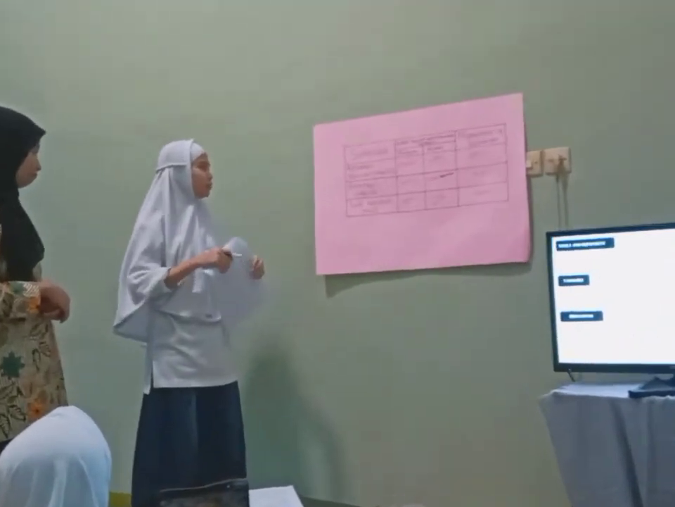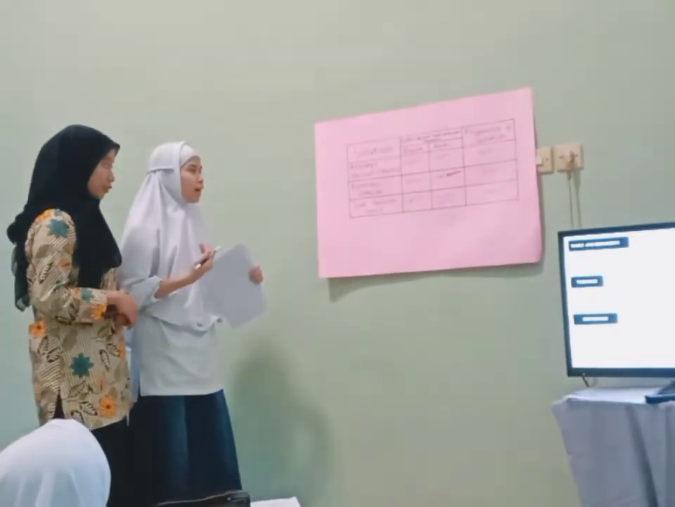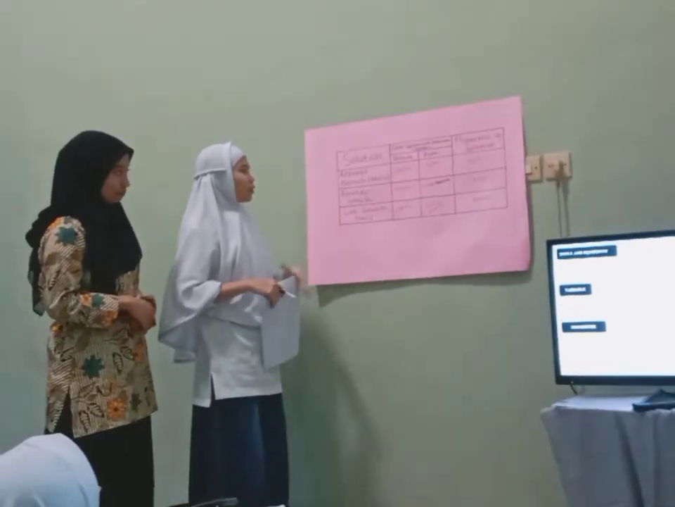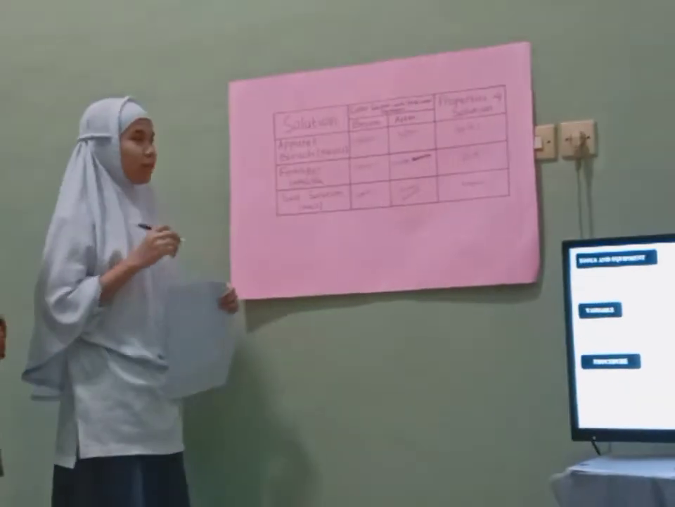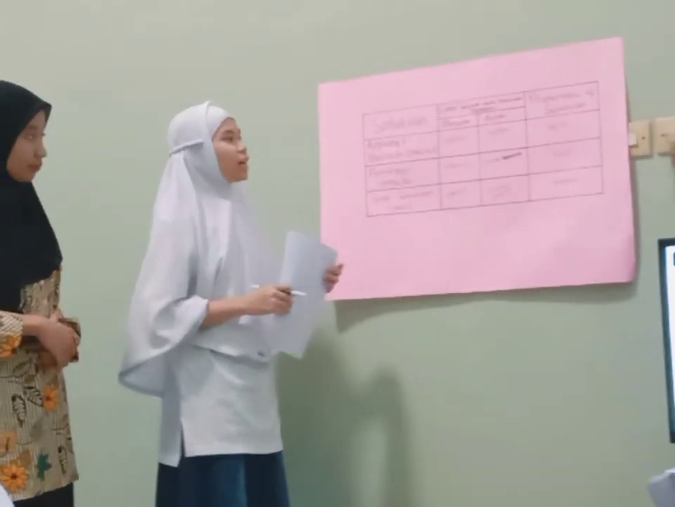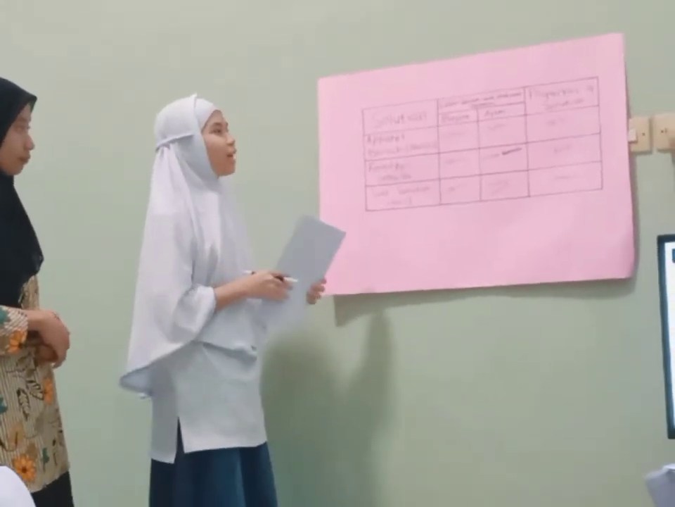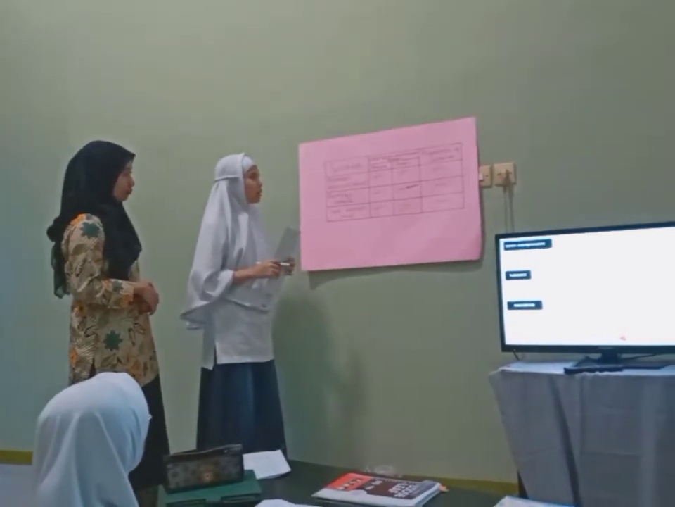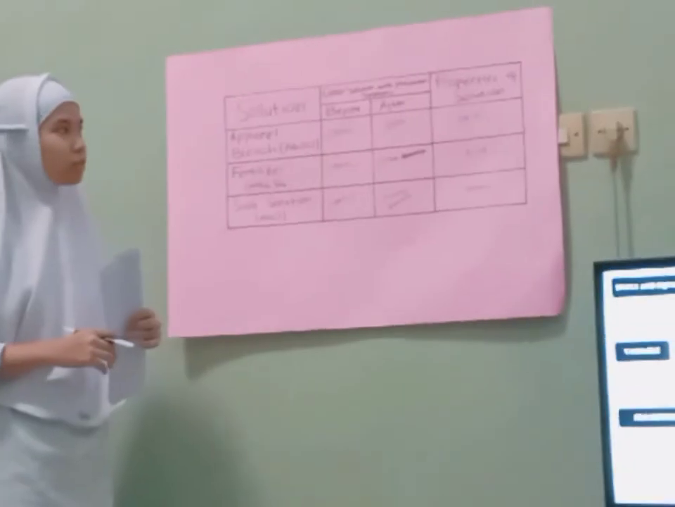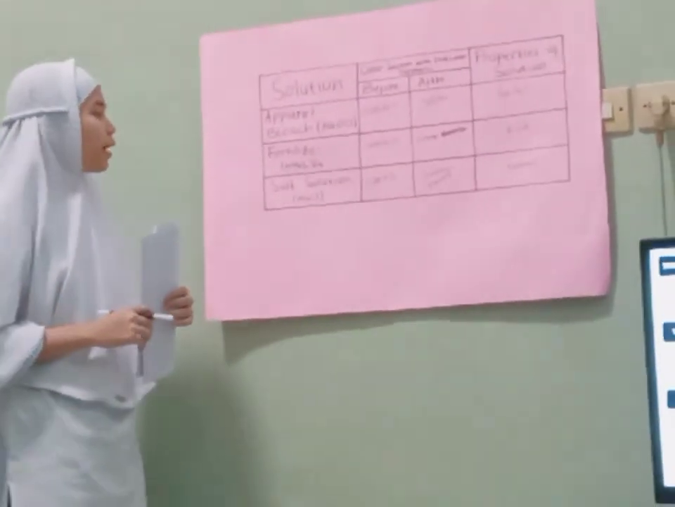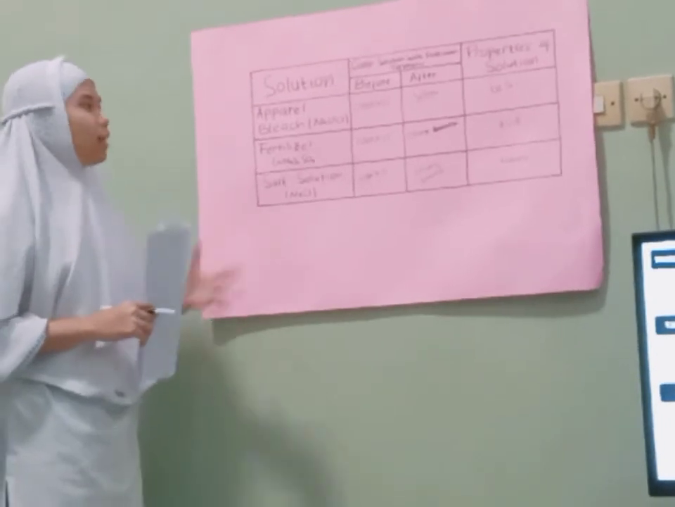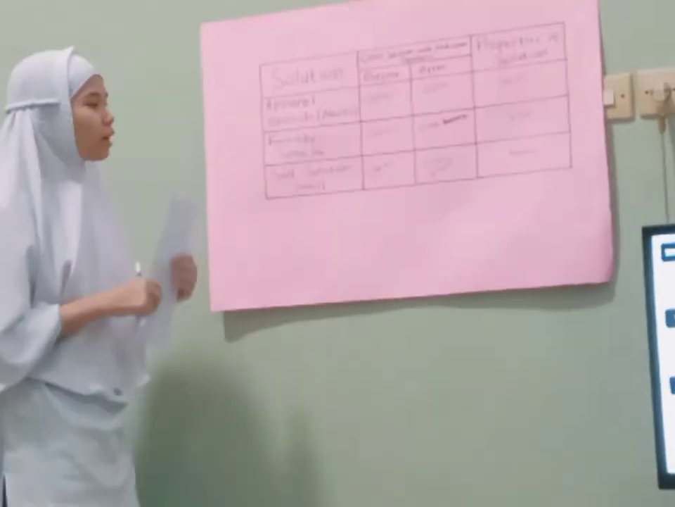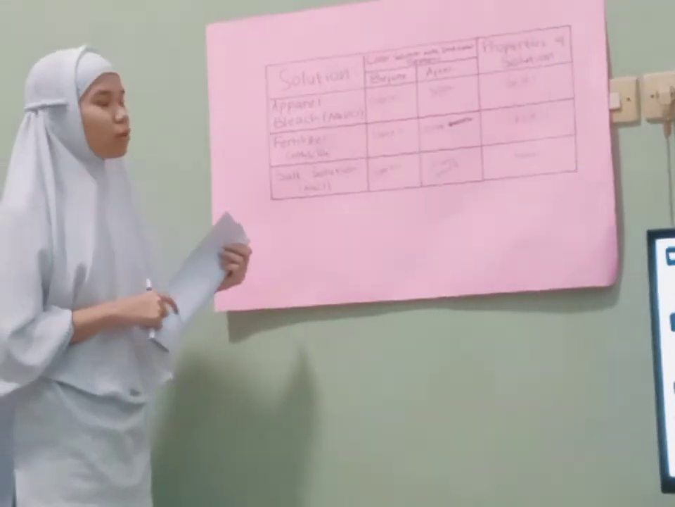For the apparel bleach, before we added the turmeric indicator it is colorless, and after that it becomes a yellow solution. And then the property of the solution is basic. And the fertilizer, before we add the indicator is colorless, and then after that becomes an orange solution. So the property of the solution is acid. And then the salt solution, before we add indicator is colorless, and then after that becomes orange brownish. So the property of the solution is neutral. Okay, thank you very much.